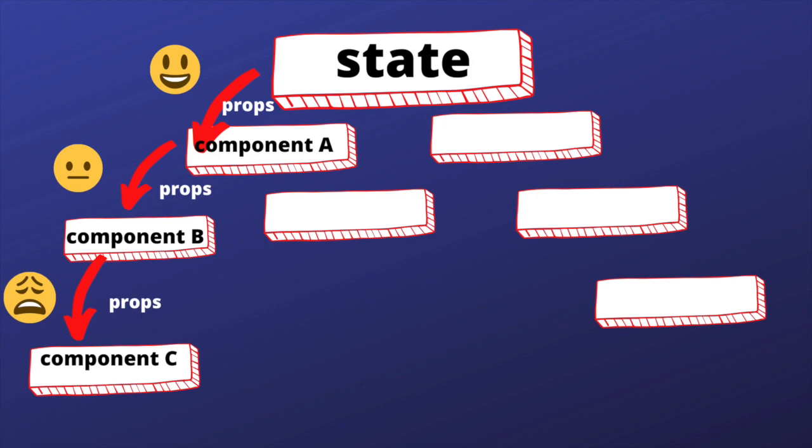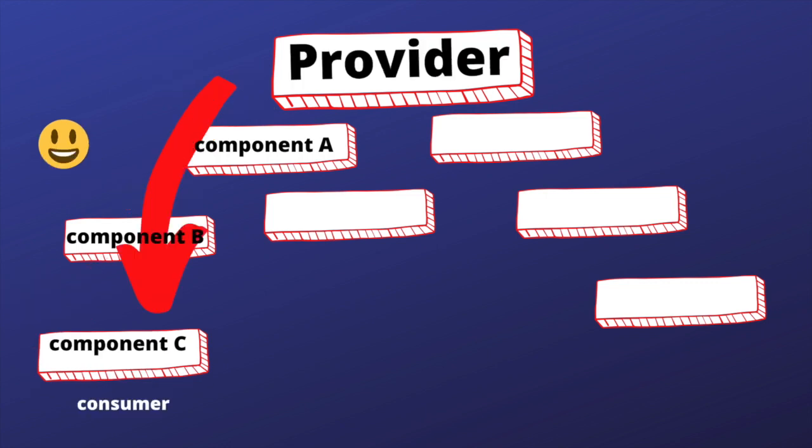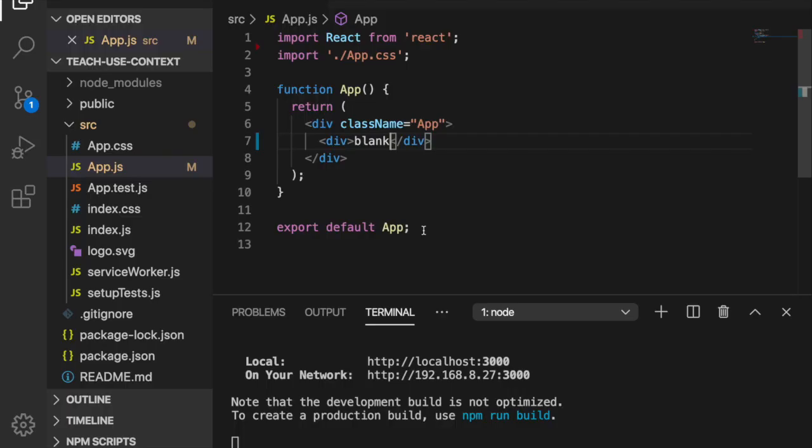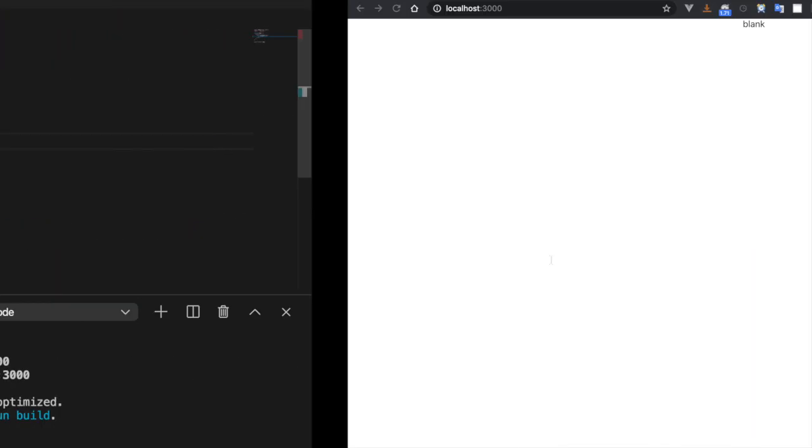In this case, we need to pass the state from the top levels of the application through all the intermediaries to component C, even though component A and component B do not need this data. This is tedious and time consuming, and also known as props drilling. Context provides a way to pass data through the component tree without having to pass the props down manually at every level. This is a blank new app without anything fancy, and just has a blank page.